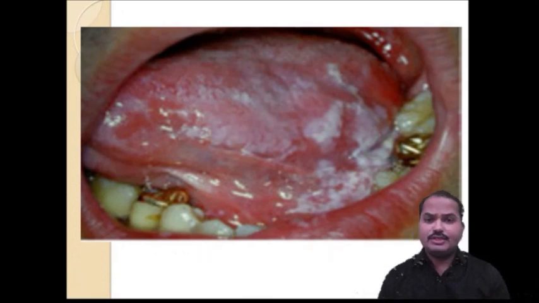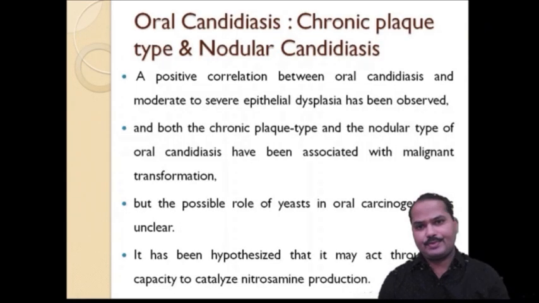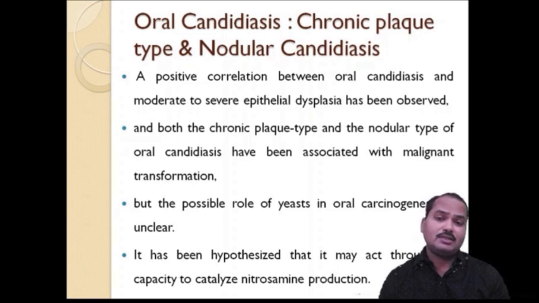Another picture which is showing the ventral and the lateral surface of the tongue and the floor of mouth, which is being infected with the opportunistic candida, and it is also appearing like a plaque all over the surface with some erythematous areas. So we see that there is a positive correlation with oral candidiasis and somewhat epithelial dysplasia.